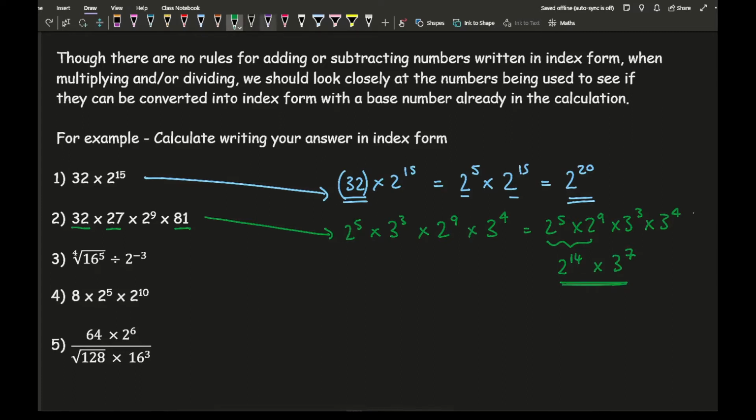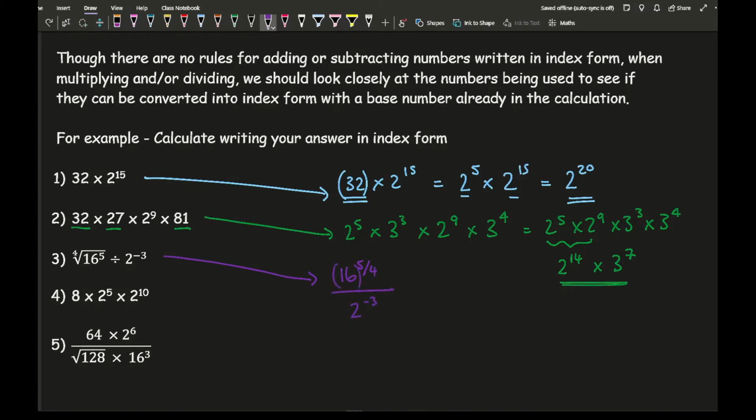Now obviously there's close links to prime number decomposition, in which it applies the same sort of thing. Moving on to question 3, so here we've got a power and root. If I go back to what I originally wrote in the example, this is going to be 16 to the power of 5 over 4 over 2 to the power of minus 3.